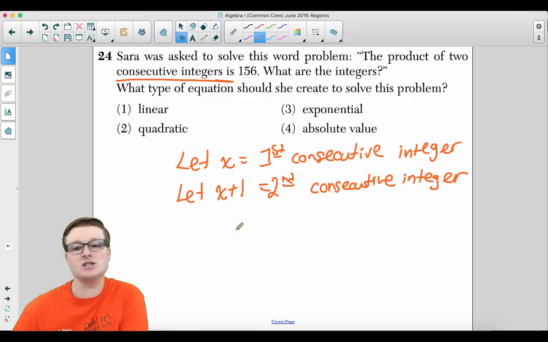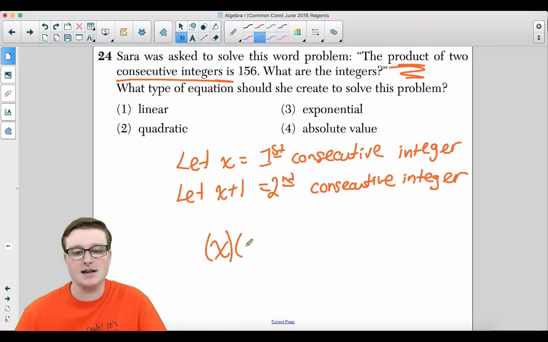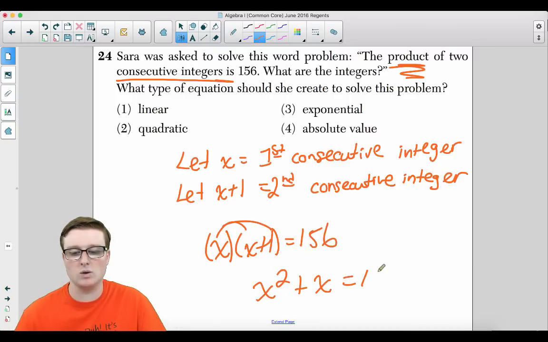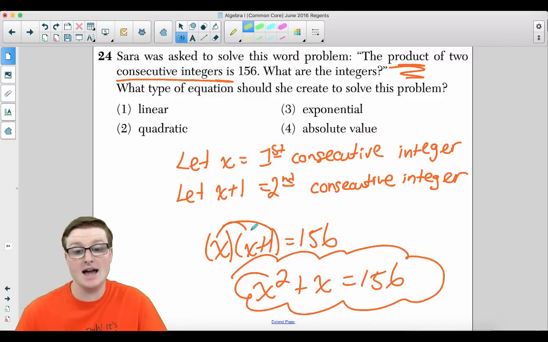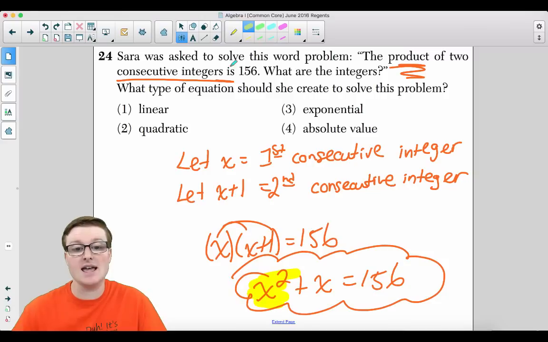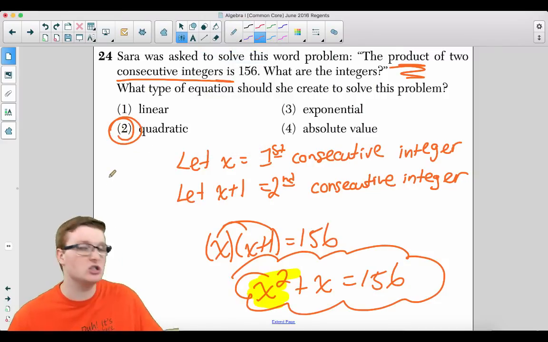Now, they say product, so multiply these. So x times x plus 1 equals 156. If I distribute that x, we get x squared plus x equals 156. Ladies and gentlemen, what type of equation is this? Well, there's an x squared here. x squared is a quadratic function. So your answer for that is going to be choice 2.